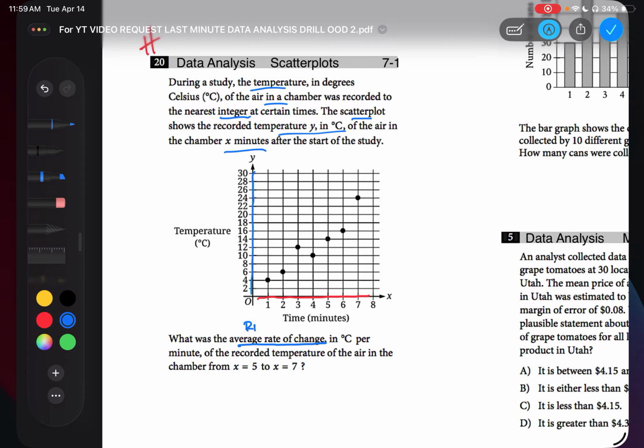What was the average rate of change? Average rate of change is rise over run. That's code for rise over run in Celsius per minute of the recorded temperature of the air in the chamber. My brain was thinking question 2, but whoa, this is tougher than a question number 2. Of the air in the chamber from x equals 5 to x equals 7. Let's go there. You with me so far? I put those big dots there. All right, let's go to the dots where they're located. One is located at 14, and the other is located at, I'm sorry, 24, right?